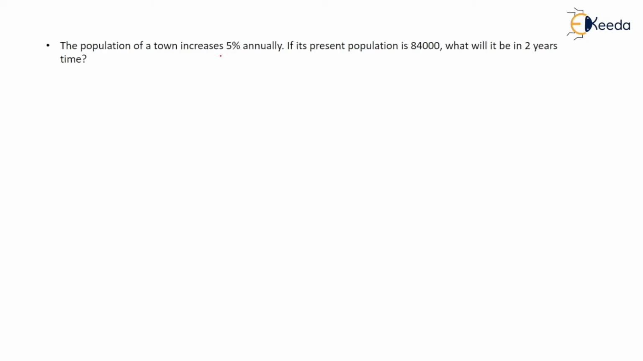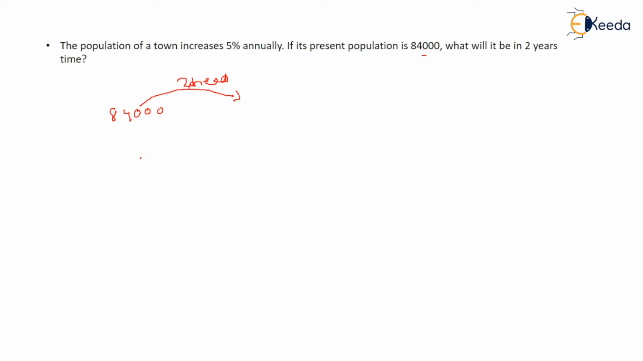Okay, here is a question. The population of a town increases 5% annually. If the present population is 84,000, what will be the population after 2 years? So it simply means that today the population is 84,000. They ask you 2 years ahead. Okay, 2 years ahead they ask you the population of the town.